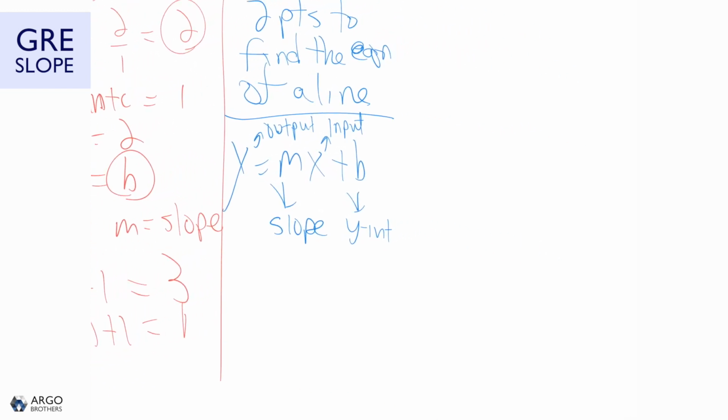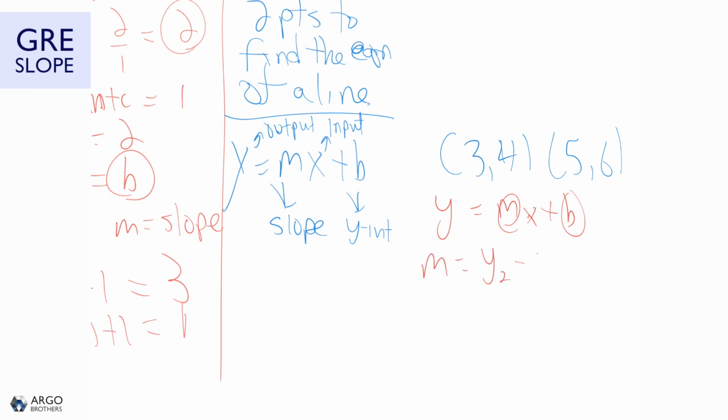Now let's try and use this again so we get practice with it. Find the equation of a line given that a line has these 2 points. Let's see, (3, 4) and (5, 6). So find the equation of a line given these 2 points. Well, the equation of a line is y equals mx plus b. If we have m and b, then we found it. Let's find m. m is y2 minus y1 over x2 minus x1.